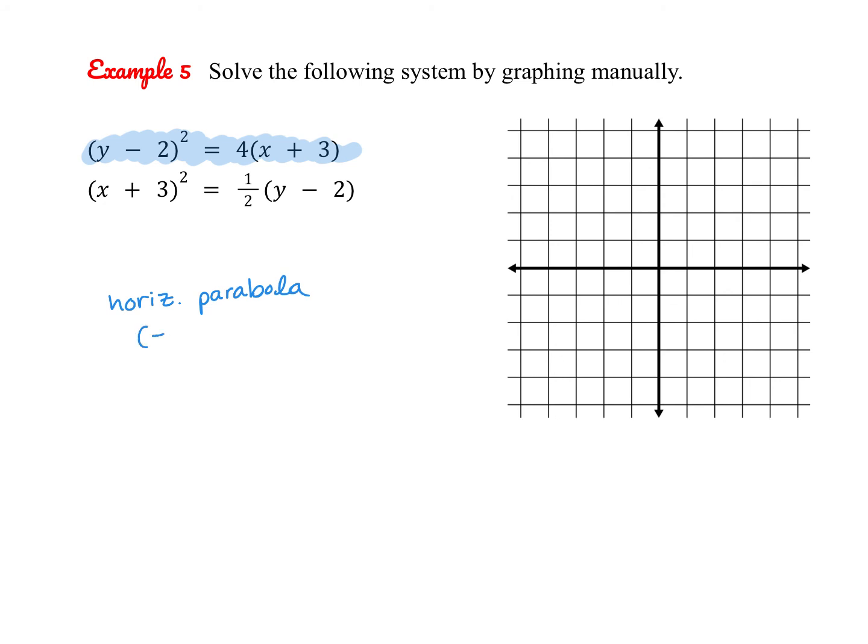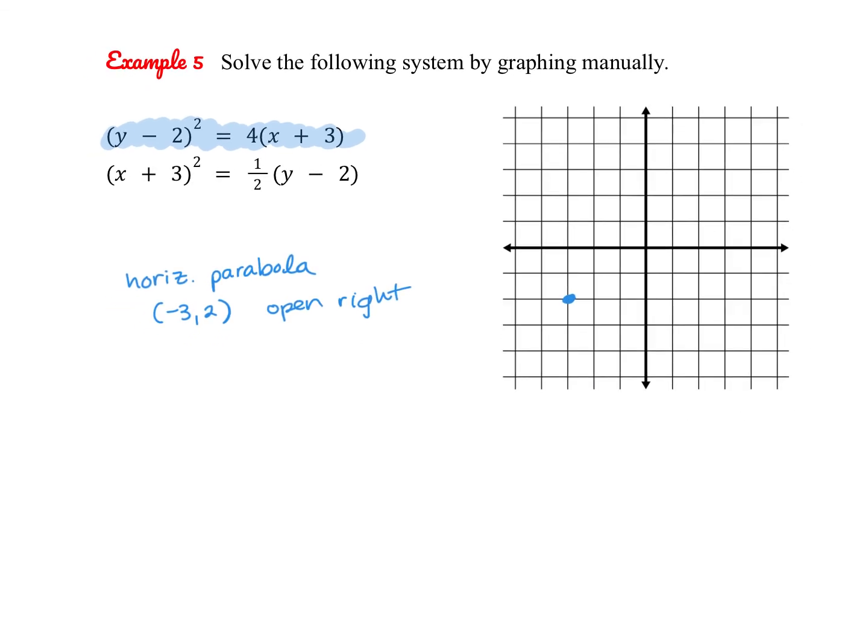We can see that our vertex is at (-3, 2), and since our p-value is positive, it is going to open to the right. Now for this one, we don't actually need to graph the focus and directrix because we really are only trying to find where these two lines intersect. So let's try to get at least one or two more coordinates on this graph.